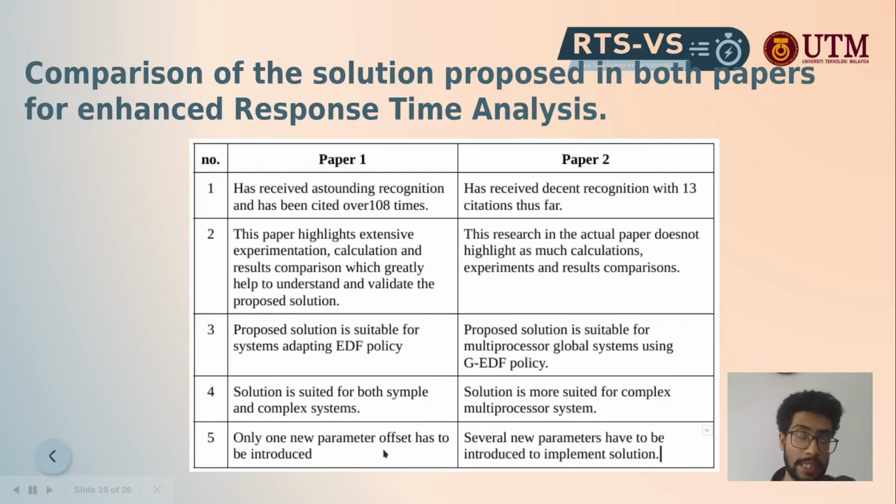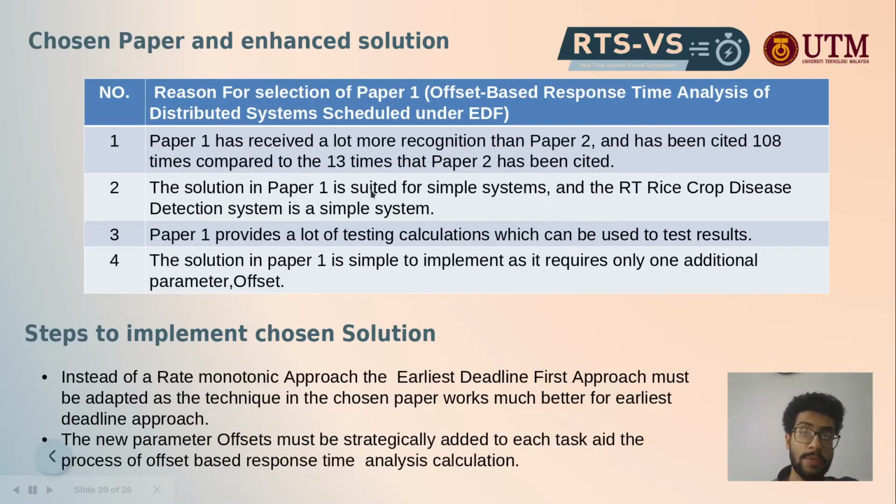And only one single parameter has to be introduced in paper 1, which is offset, but multiple parameters have to be introduced to apply the solution from paper 2. So based on the above comparison, paper 1 was selected as it has more reliability, as it is more suited for simple systems, and as it provides a lot of testing calculations which can be used to test results. It is also much simpler to implement as it only has one parameter that needs to be included, which is offset.